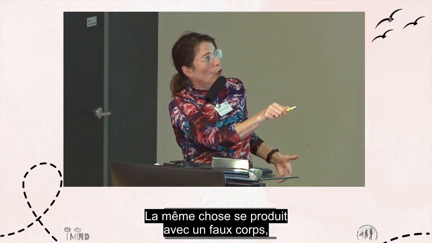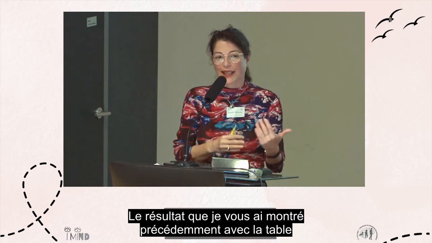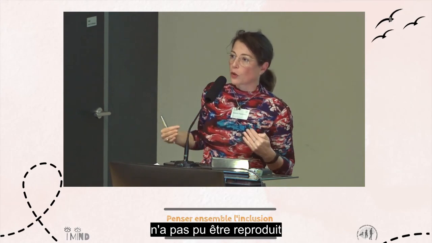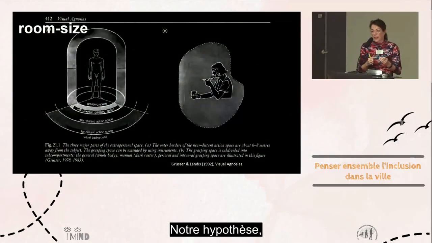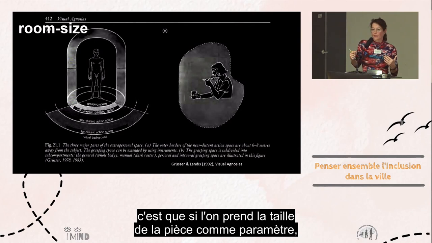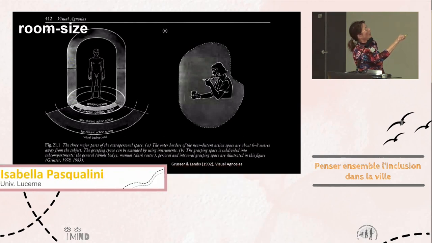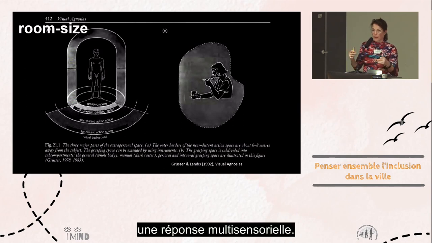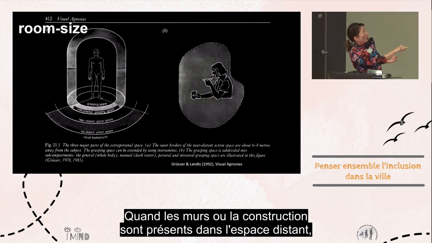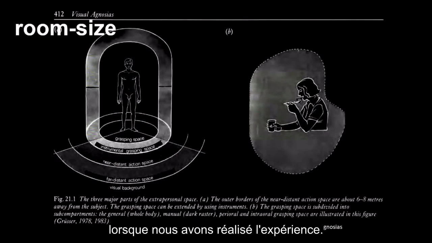The same thing happens also with a fake body, but not with a virtual object. So the finding that I have shown you before with the tabletop actually could not be reproduced in this experiment at the lab. What we hypothesized was that when you take room size as a parameter, when you are in this grasping space that we have already discussed in previous presentations, you will have a different multisensory response, and when you have the walls or the construction in the distant space, the response will be more visual. That was what we thought would happen when we performed the experiment.